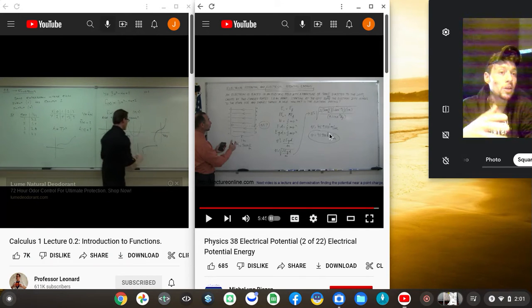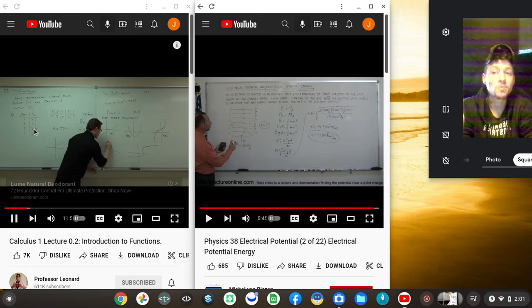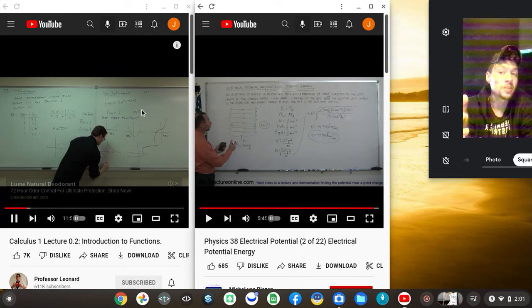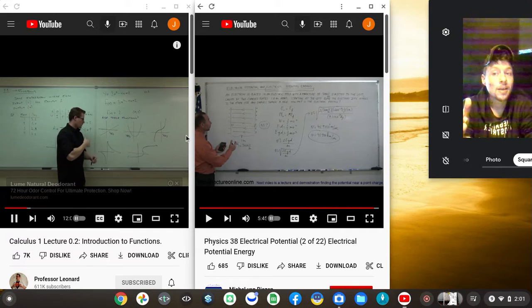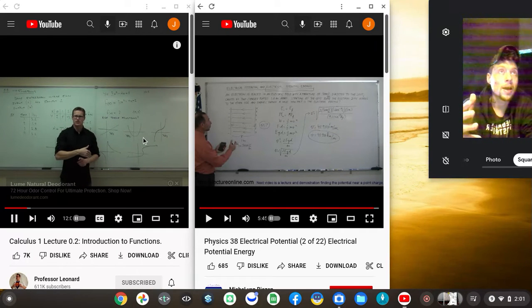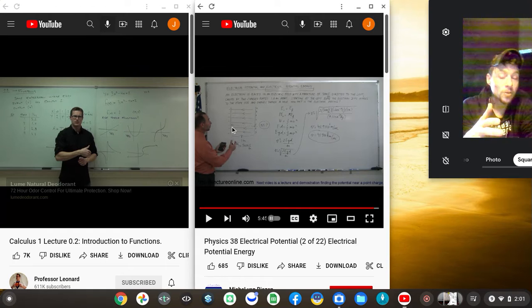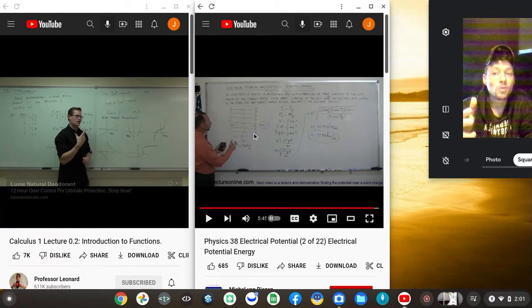What about this one? This is an interesting case. Is this a function, if every vertical line hits the graph at most once?